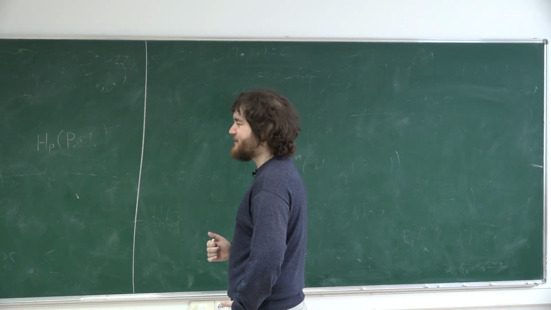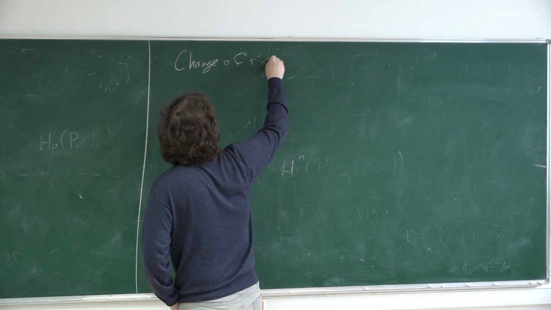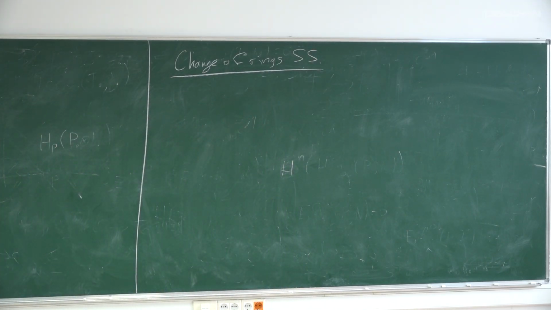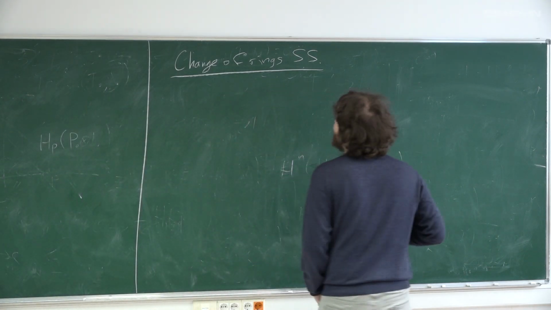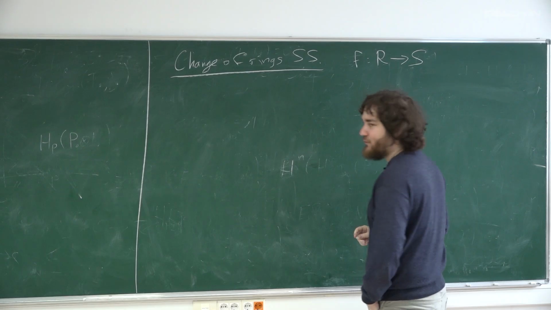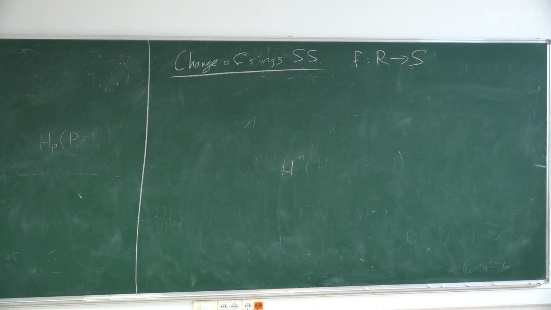Now about the change of rings spectral sequence. It's an important example of spectral sequences. It's easy, but it's important. For example, let we have a ring homomorphism. Now I want to compare Tor of extension of scalars and restriction of scalars. Something like this.